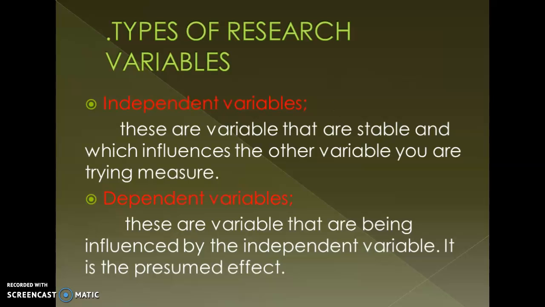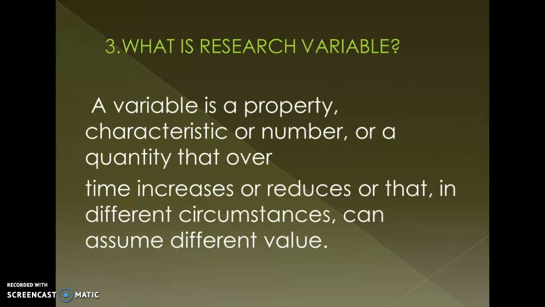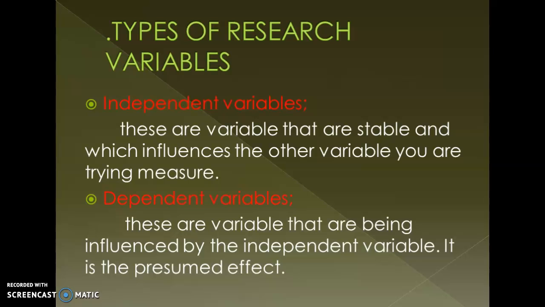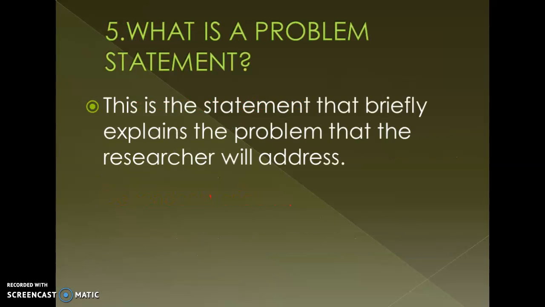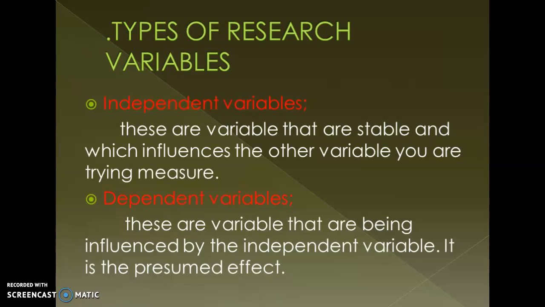Types of research variable. There are many types of research variable, but I'm going to talk about the independent and the dependent variable that are commonly used. The independent variables are variables that are stable and which influence the other variable you are trying to measure. While the dependent variables are variables that are being influenced by the independent variables. It is the presumed effect.